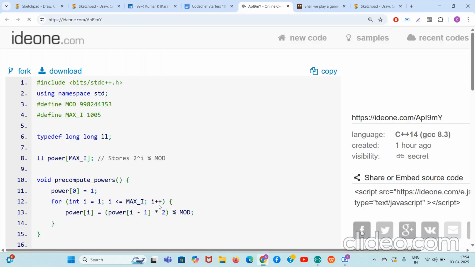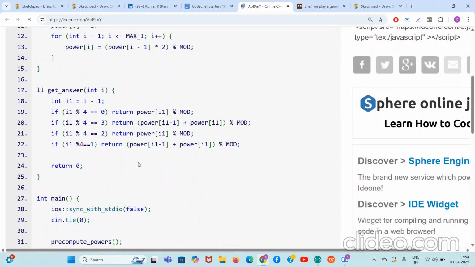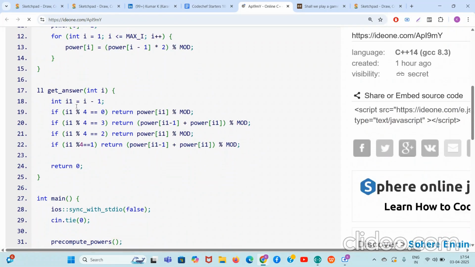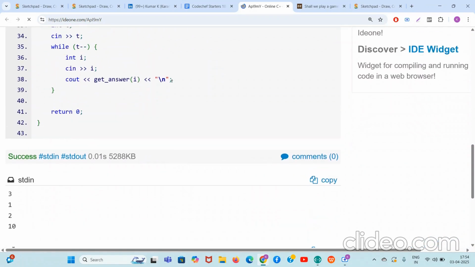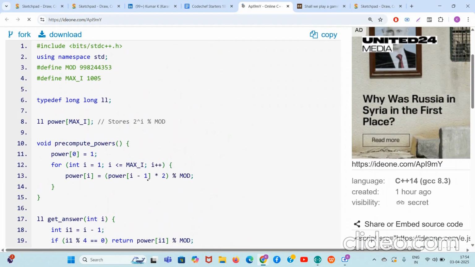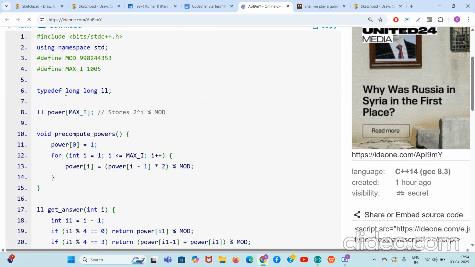So hopefully you guys liked it and enjoyed it. Okay, you can see, first you do n minus 1. If this mod 4 is 0, then 2 raised to I is the answer, or 2 raised to I minus 1 plus 2 raised to I. You know this, you got it right, yeah. You might be thinking, I have calculated all the 2 raised to I in this power pre-calculation. Power of I tells me 2 raised to I modulo value. So this is a smart trick.